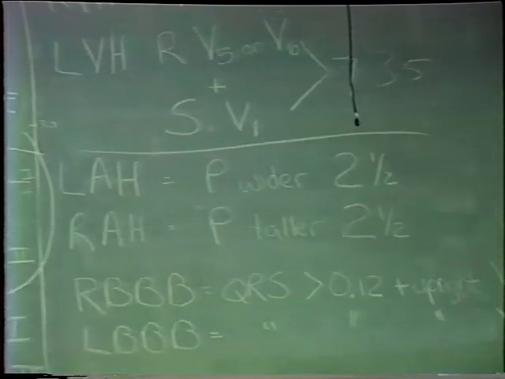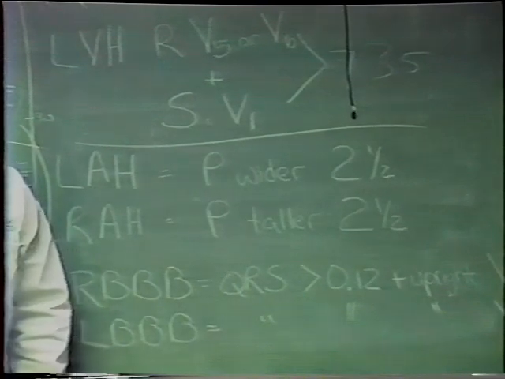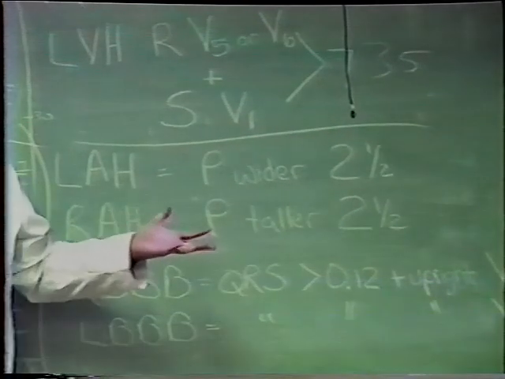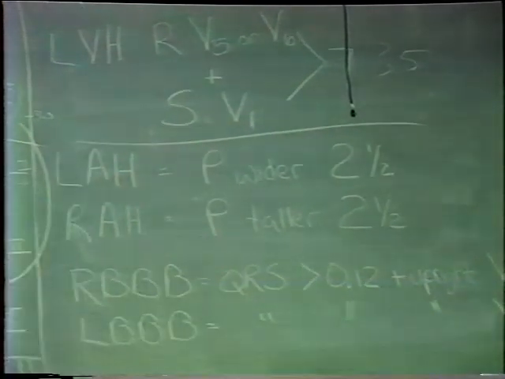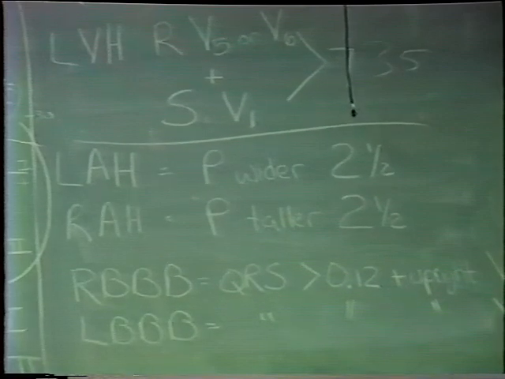How about right atrial hypertrophy? Well, if it's taller than 2.5 blocks, it's right atrial hypertrophy. So if you get all the other criteria, that's all you have to know right there. If it's wider than 2.5 blocks, left atrial. Taller, right atrial hypertrophy. That's the criteria that you should think about.